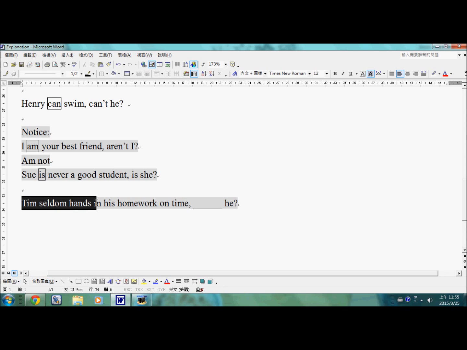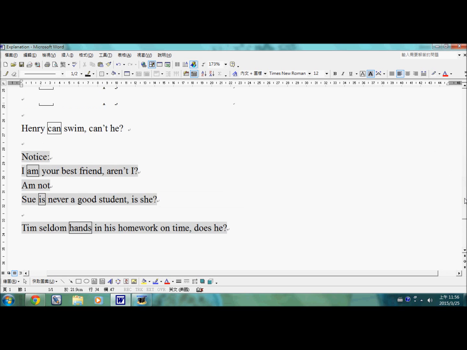Tim seldom hands in his homework on time. We can see that it is present simple tense. Negative, positive. Does he? Tim seldom hands in his homework on time, does he? All right, so it's actually asking for confirmation. Or, does he? Means I honestly do not know. So this is how we use the tag question.